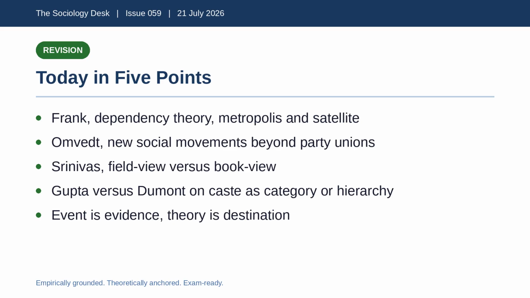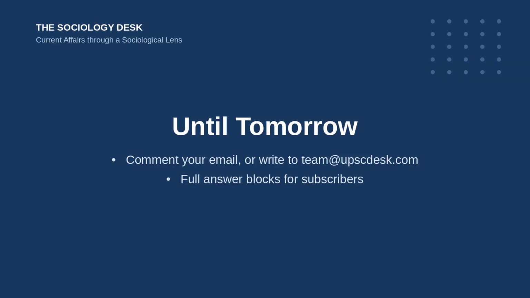4. Dipankar Gupta's discrete categories and Louis Dumont's holism give you a built-in comparative answer on caste. And 5. In every single answer, the current event is your evidence, named in 1 or 2 lines, and the theory is always where your marks actually live.